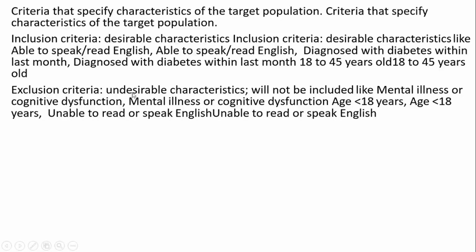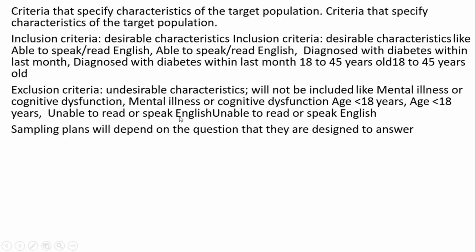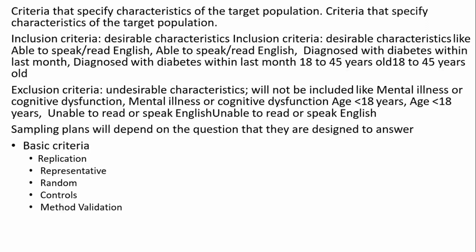Exclusion criteria means the undesirable characteristics will not be included, like mental illness or cognitive dysfunction, age below 18 years, unable to speak or write English. Sampling plans will depend on the questions that they have designed to answer. The basic criteria include replication, representative, random, controls, method validation.